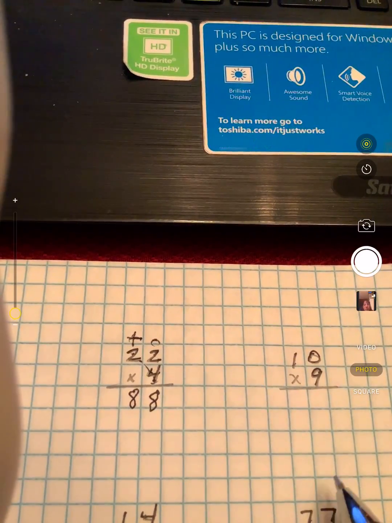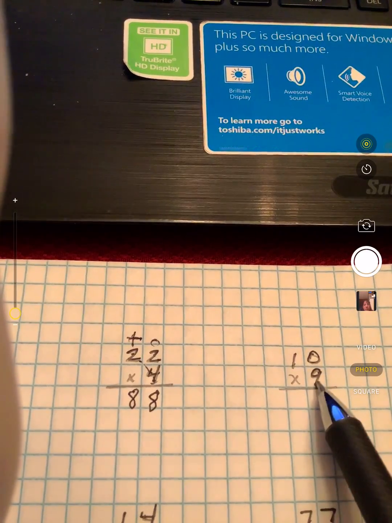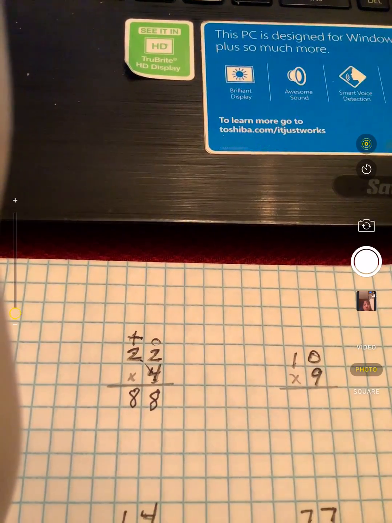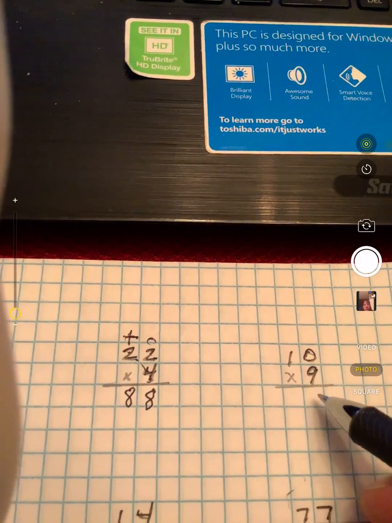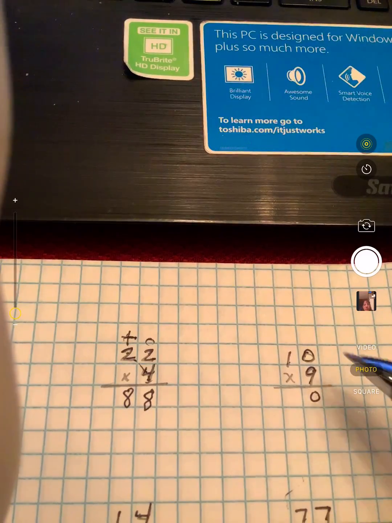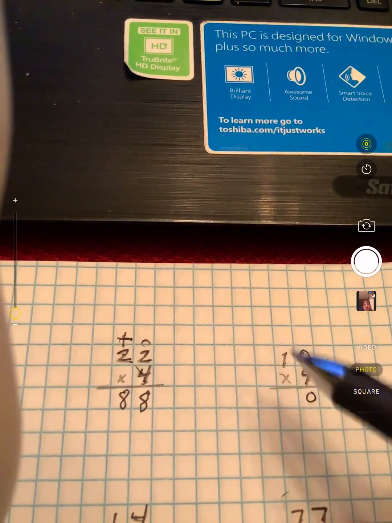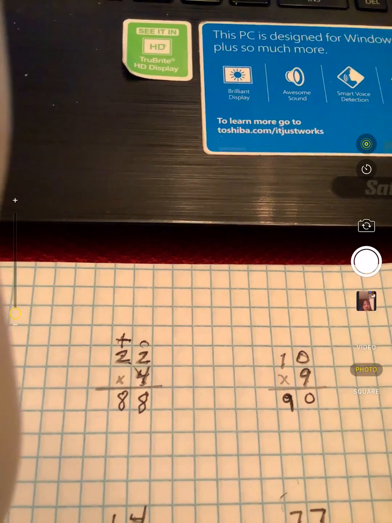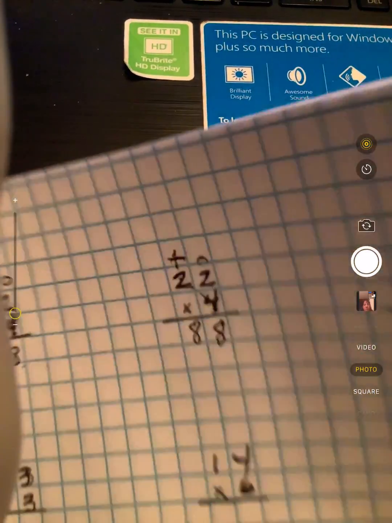Here we have another one. Remember, ones, tens. So first you multiply the 9 times the ones column. 9 times 0. Anytime there's a 0, we know that it's going to be 0. Okay? And then 9 times 1, when we multiply a number times 1, it's always that number. So 9 times 10 is 90.